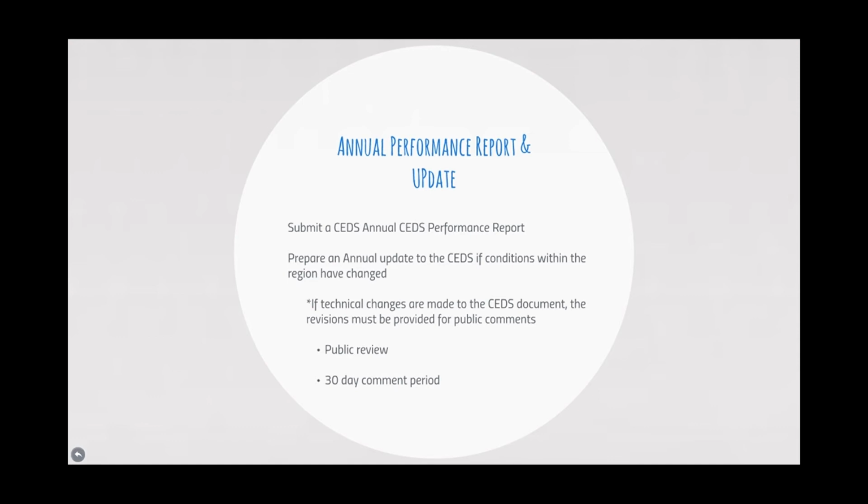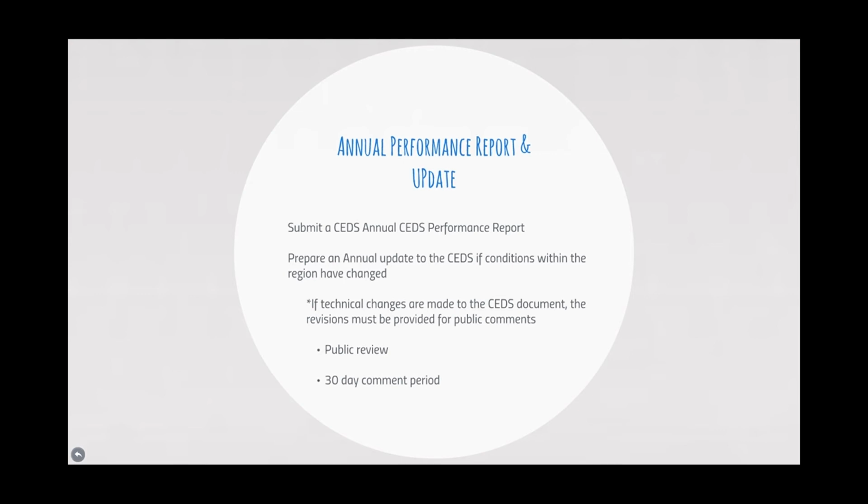If you make any significant technical changes to the CEDS document that was approved by EDA, it's important that the revisions also be subject to an opportunity for public comment and review. So any significant technical changes need to be presented for public review for a 30-day comment period. And again, be sure to report to EDA how you disposed of or addressed those comments that arrived during that public solicitation process.